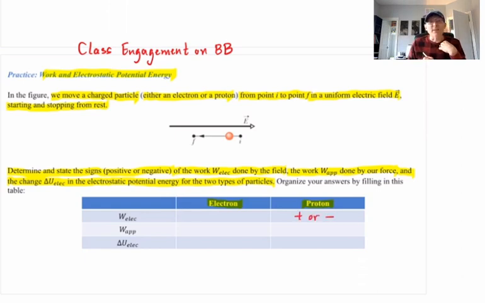The sign of W electric on the proton. The sign of the work done by your applied force as you move the particle from I to F. And the sign of the delta U electric of the proton as it moves from I to F. Then fill in the middle column, which is where you take an electron from I to F. Is the W electric positive or negative? Is the W applied positive or negative? Is the delta U electric positive or negative?